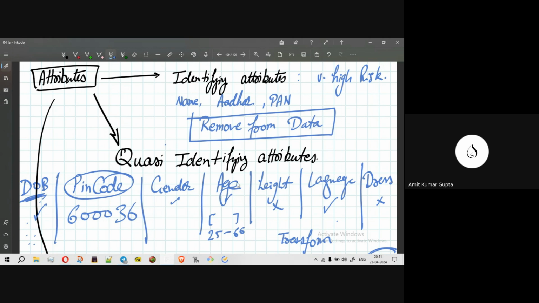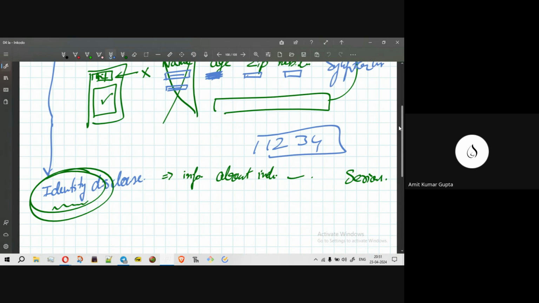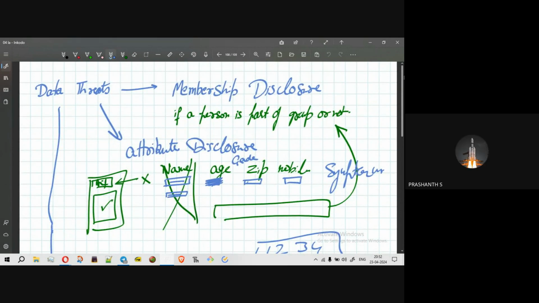Okay, let's talk about the next question, which is also above. You wrote the various threats and the attributes which can lead to those threats. There is some classification of those attributes: membership attribute and identifying. This is categorizing the threats, and next is categorizing attributes. I hope this stuff is clear. This is quite new. I don't think it is in the lecture because I wasn't able to find it.